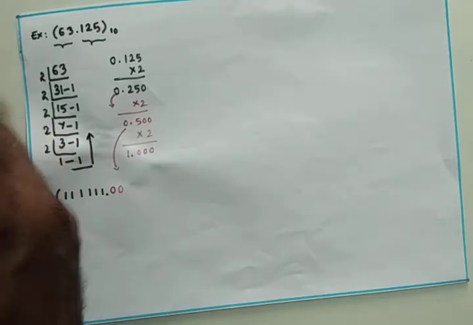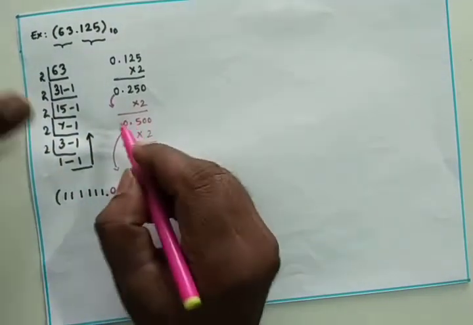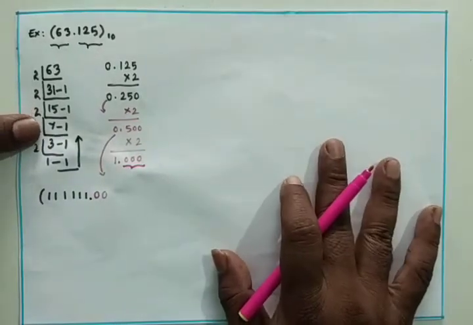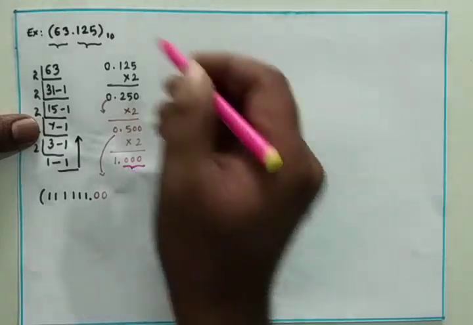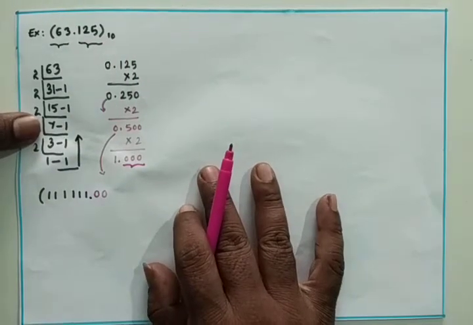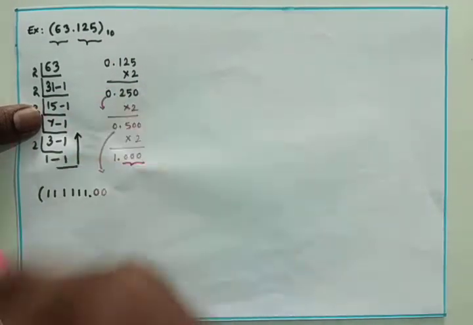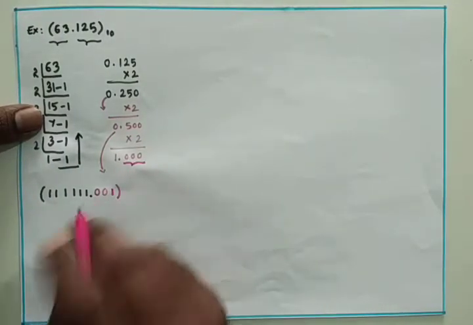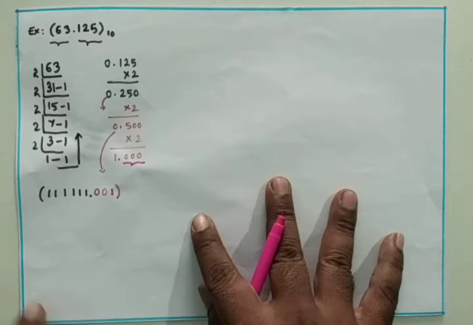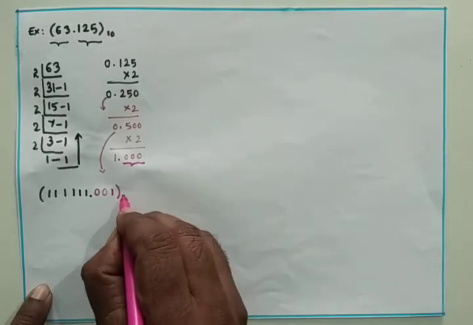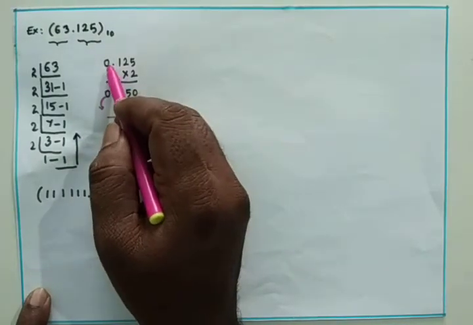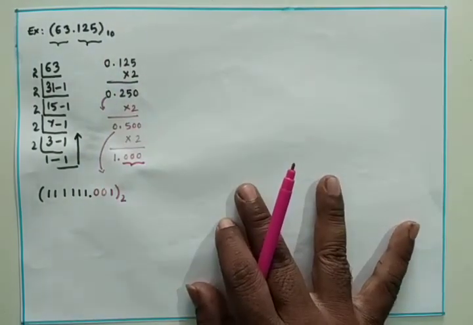Whenever all the fractional part we get is zeros, we can stop there. Otherwise, if the fractional part repeats a previous value, then we can stop there. So this is the equivalent binary number for 63.125. You can verify the same.